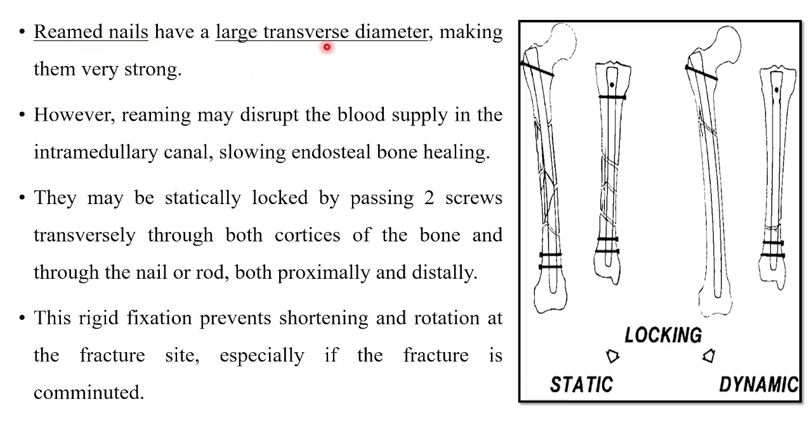The reamed nails have a large transverse diameter, making them stronger. However, the reaming may disrupt the blood supply in the intramedullary canal, slowing endosteal bone healing. They may be statically locked by passing two screws transversely through both cortices of the bone and through the nail or rod, both proximally and distally. This rigid fixation prevents shortening and rotation at the fracture site, especially if it is comminuted. So in comminuted fractures, we use the statically locked type of locking mechanism. That is your reamed nails.